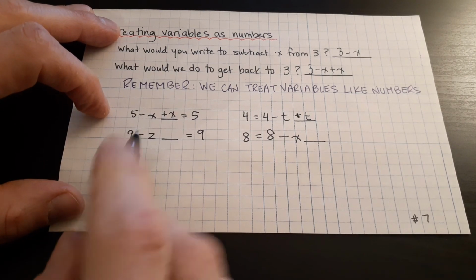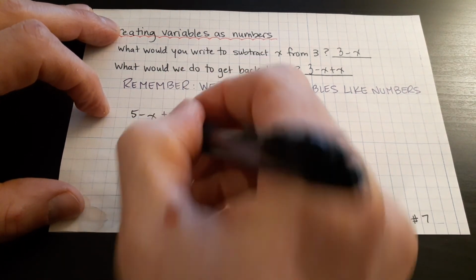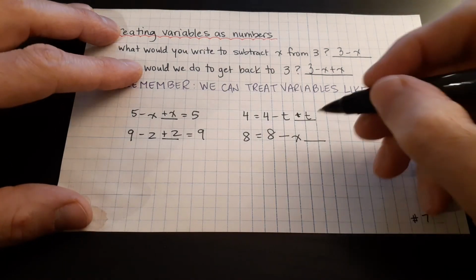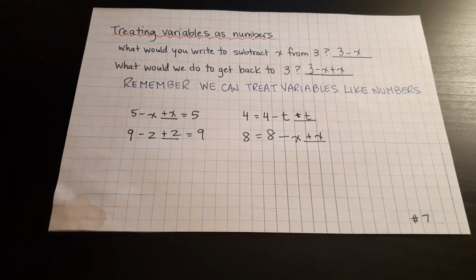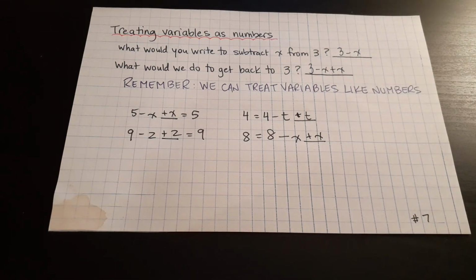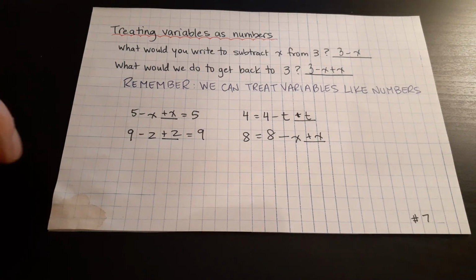But we want to get back to the 9, so we have to add a z. And here we want to get rid of this minus x, and so we write down the plus x. There are some questions in the workbook that focus on that concept.